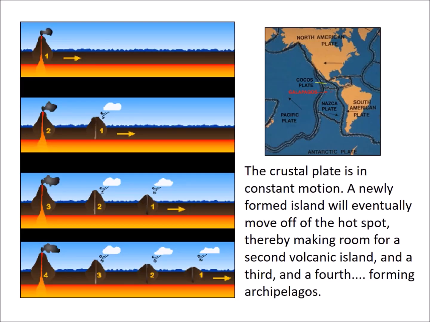So again, if we look at that process visually, in this graphic here on the left, you have your hotspot forming Island 1, and the tectonic plate is moving continuously to the right. So Island 1 will eventually move off the hotspot. It will no longer be volcanically active. And a new island, Island 2, is going to form. Same thing, this plate is continuously moving towards the right. Island 2 will move off the hotspot, and a third island will form, and then a fourth, and so forth. And this is how an archipelago forms.